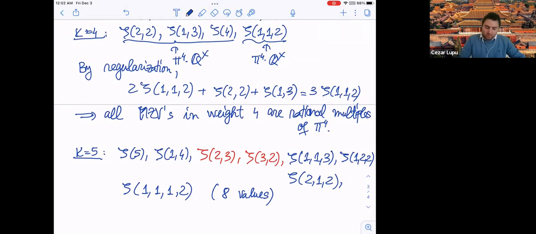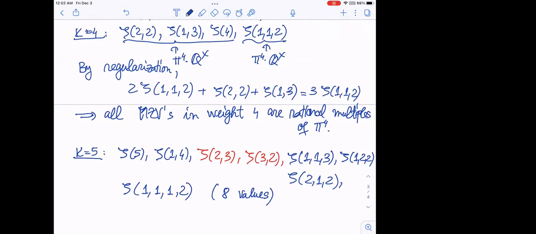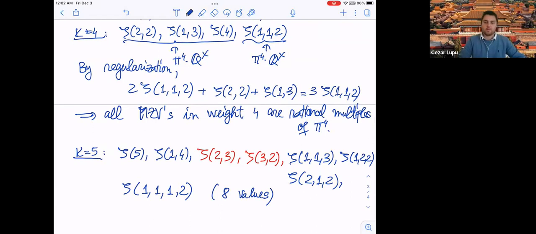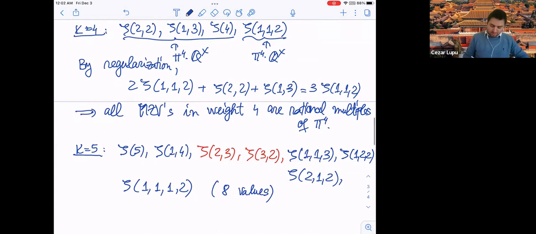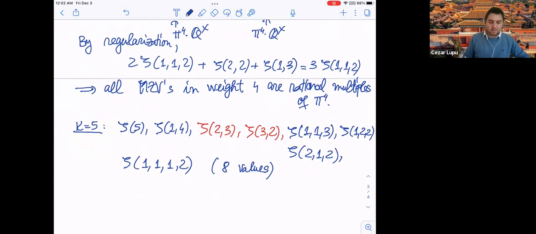All right. So this is what happens. But see, in weight 5, the situation will get very, very complicated. So we have these 8 values here. So we would like again to understand linear relations among these 8 values. And I'm just going to copy some identities, some linear relations.